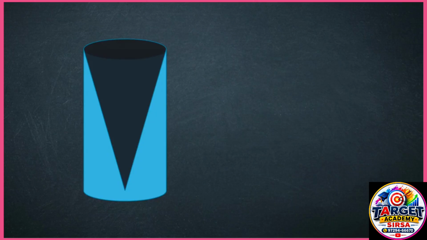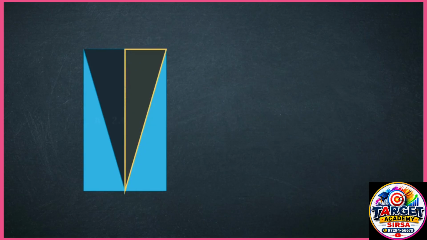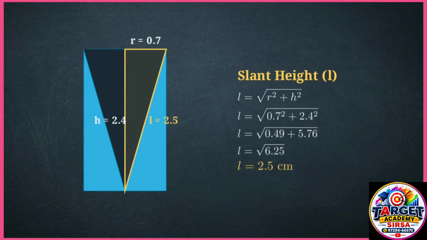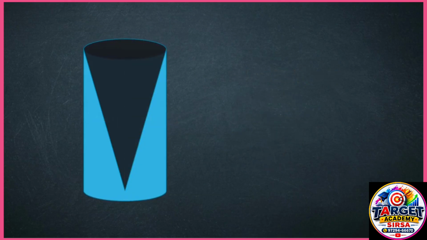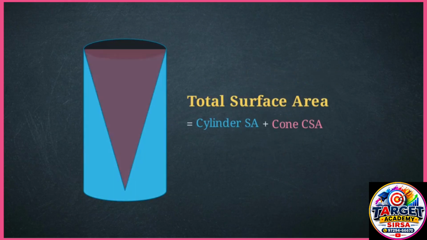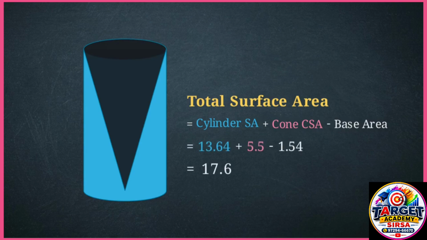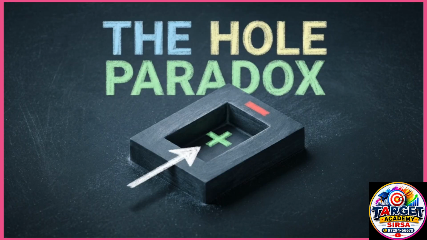To measure this new space, we use the Pythagorean theorem to find the internal slant height. With a radius of 0.7 and a height of 2.4, the internal slope is exactly 2.5 centimeters. To find the final area, we take the cylinder's outside surface, add the new area inside the cone, and then subtract the circular opening at the top where the middle was removed. This gives us a final area of 18 square centimeters. Every cavity adds its internal geometry to the total, while subtracting the flat face used to enter the shape.